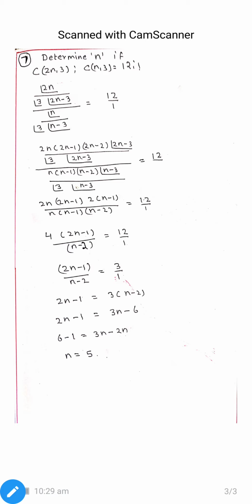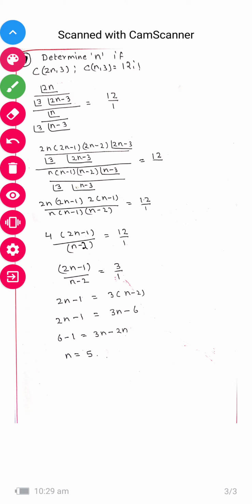Question number 7: determine n if C(2n,3) ratio C(n,3) is equal to 12 ratio 1. Now C(2n,3) can be written as factorial 2n upon factorial 3, factorial (2n minus 3). C(n,3) can be written as factorial n upon factorial 3, factorial (n minus 3). We expand factorial 2n as 2n, 2n minus 1, 2n minus 2, factorial (2n minus 3), and the factorial (2n minus 3) will cancel out.